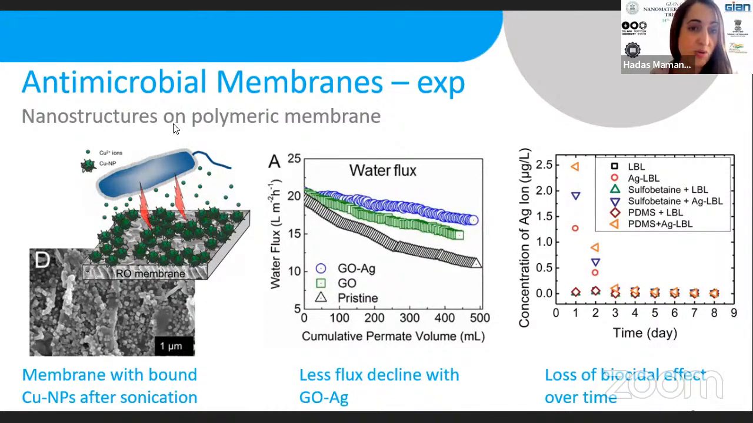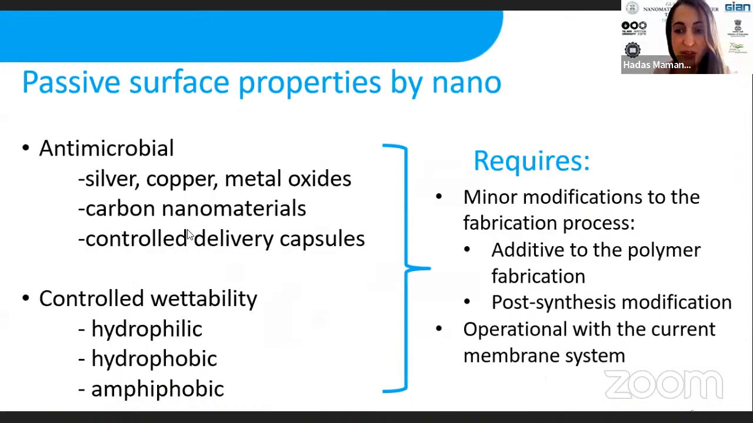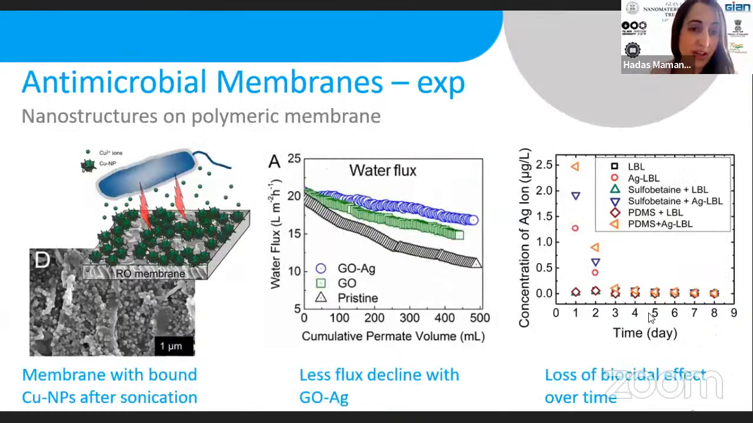So antimicrobial membranes, we already discussed this. It refers to nanostructures on polymeric membranes. For example, here, this is a membrane bound with copper nanoparticles after sonication. So we can see here that this is post-synthesis modification. It's just addition of copper nanoparticles onto the RO membrane.